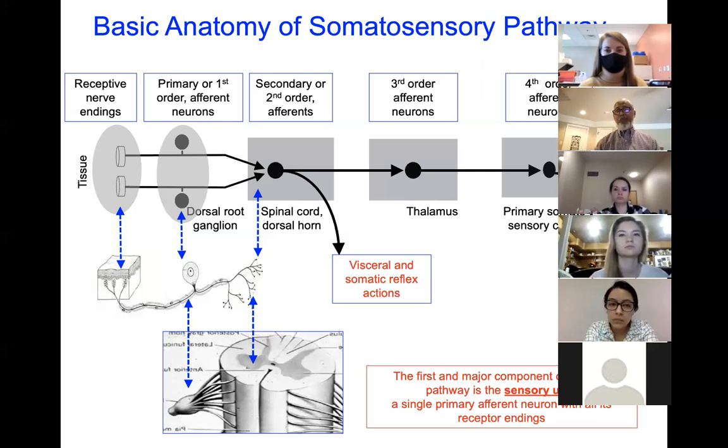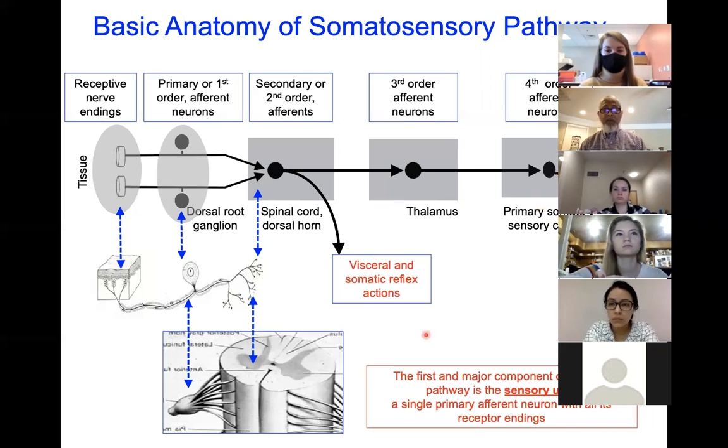So again, we receive millions of signals every single moment, but we discard a lot of them as background noise. Only some of them will reach the level of consciousness. Okay, so that is what it will do. That is what is done by the primary somatosensory area, right?